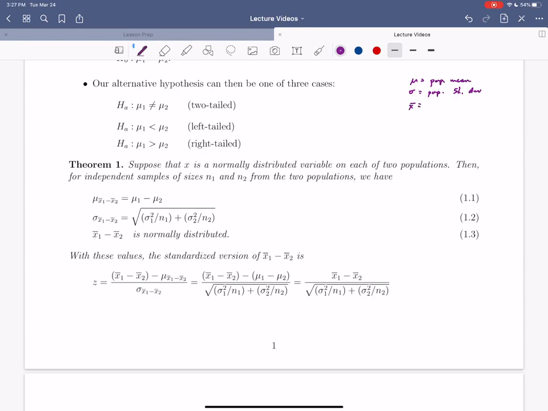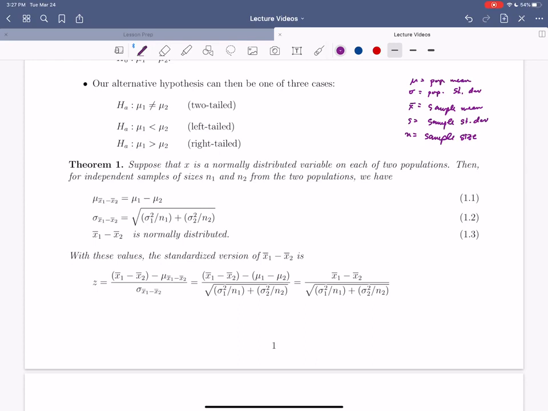X bar stands for the sample mean. S is the sample standard deviation. And N stands for the sample size. If we put a subscript of 1 on here, that means that these are all the terms for the first population. If we put a subscript 2, that means we're talking about the second population. Other than that, everything is fine.